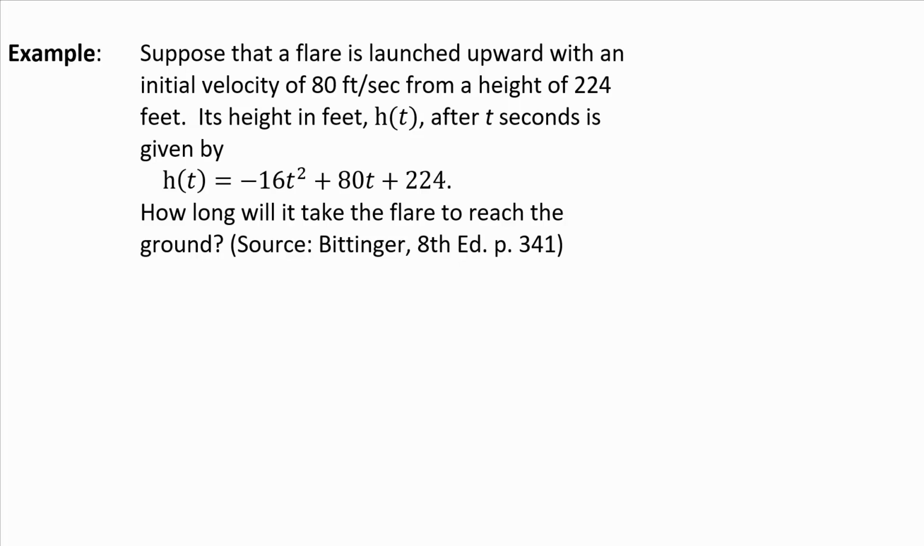It says, suppose that a flare is launched upward, so straight up, with an initial velocity of 80 feet per second from a height of 224 feet. Its height in feet, h of t, after t seconds is given by that formula. H of t equals negative 16t squared plus 80t plus 224. How long will it take the flare to reach the ground?